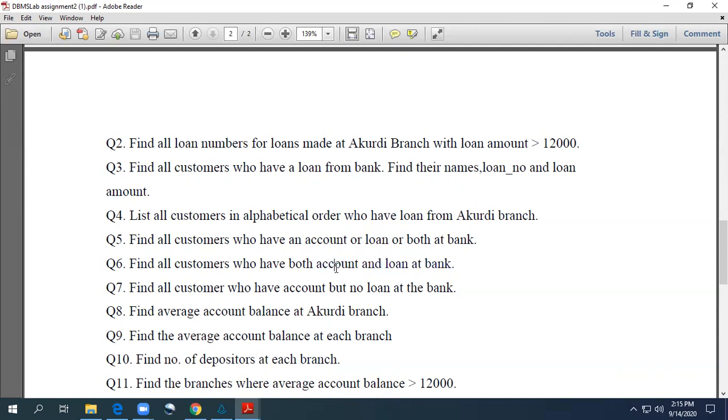So my query A will return the customers who have a saving account. Query B will return the customers who have a loan account. But we want those who have both. So the intersection of both the queries will return the result of my question, right? Here in the third query, find all customers who have an account but no loan at the bank, right? But no loan at the bank. So this is the example of the minus operator, right?